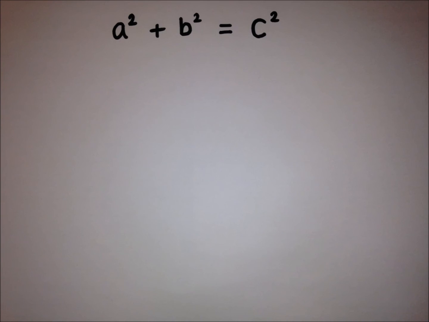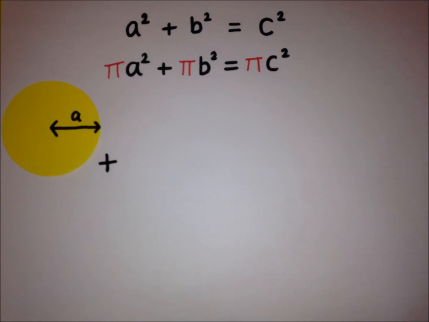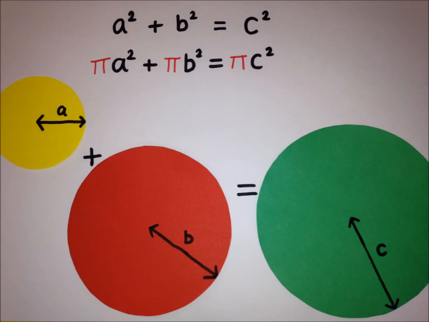We can take Pythagoras' theorem and multiply it through by pi. Notice that these are the same as the areas of the circles we just calculated. So this tells us that the area of the yellow circle plus the area of the red circle is equal to the area of the green circle.